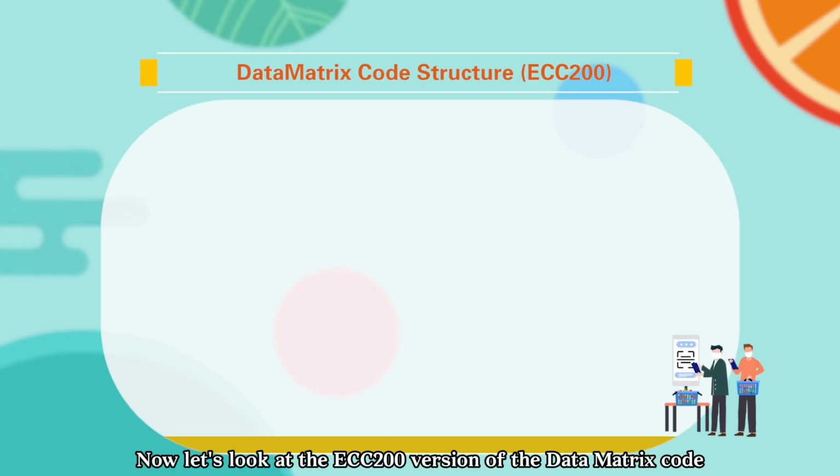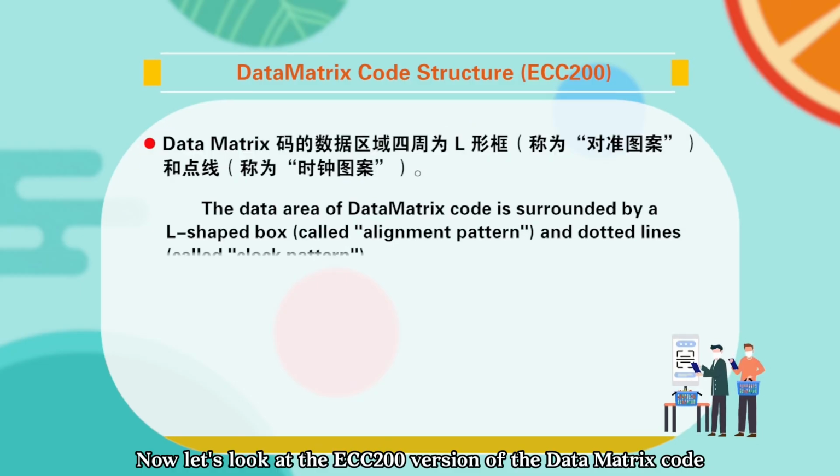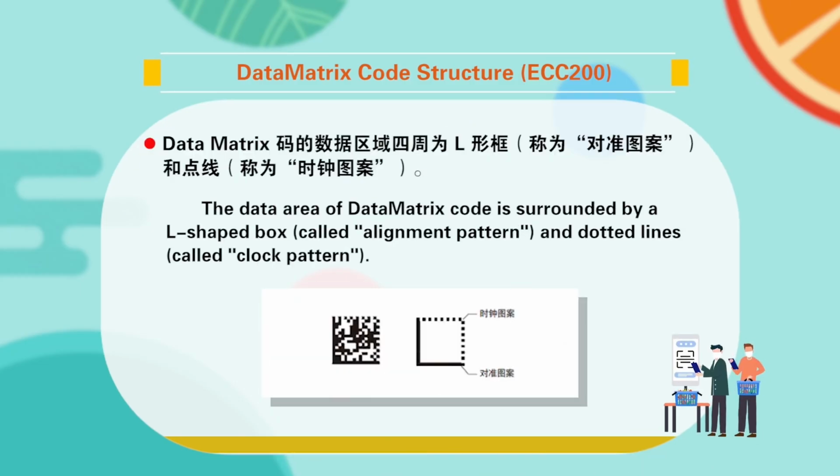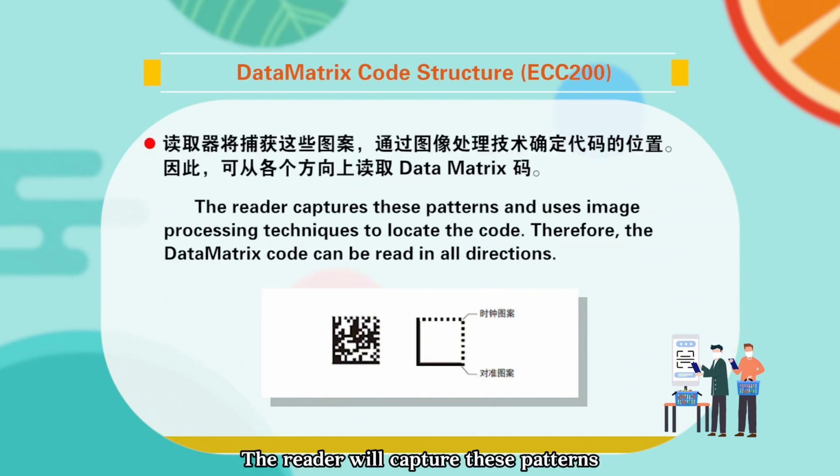Now let's look at the ECC200 version of the DataMatrix code. The data area of the DataMatrix code is surrounded by an L-shaped box called the alignment pattern and dotted lines called the clock pattern. The reader will capture these patterns and determine the position of the code through image processing technology. Therefore, it can be read from all directions.